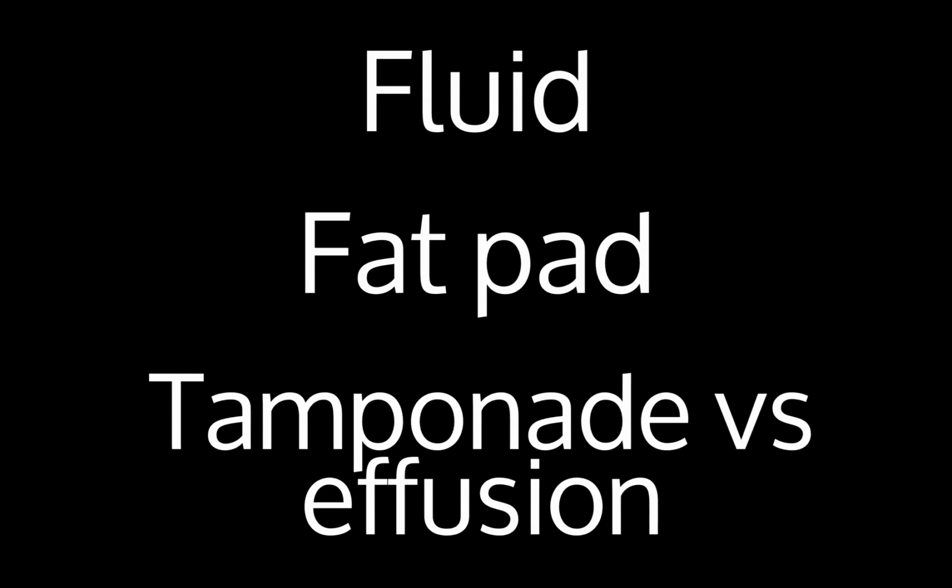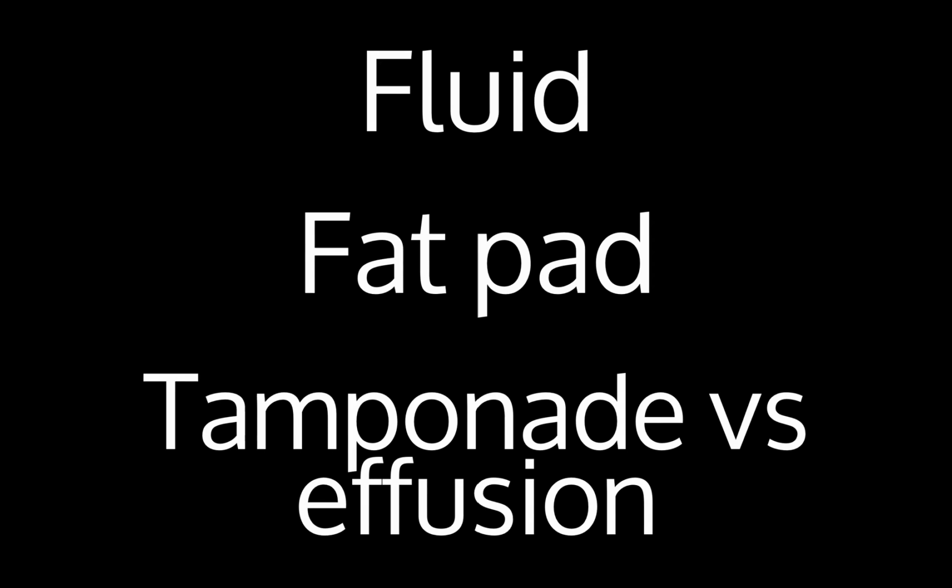So to recap, you want to look for hypoechoic fluid around the heart. Be careful with that epicardial fat pad. Don't confuse that for an effusion, and realize that there's a difference between tamponade and effusion. A patient can have a pretty significant pericardial effusion and not have tamponade. And on the flip side, a patient can have not a big effusion but actually have tamponade. I'm going to talk about tamponade itself in a separate video.